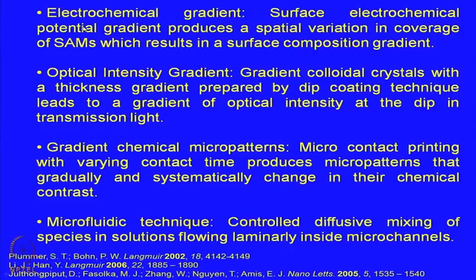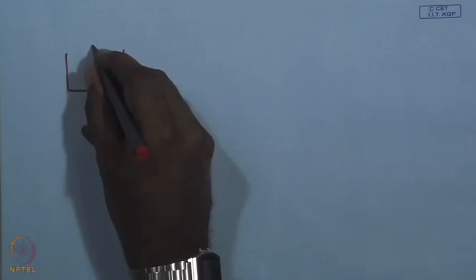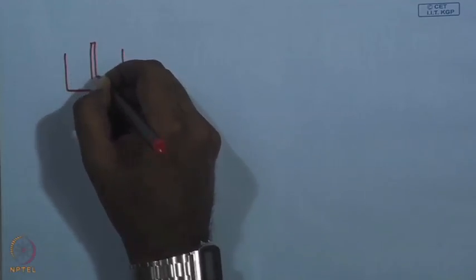There can be various other types of gradients, like electrochemical gradient, where the surface electrochemical potential gradient produces a spatial variation in the coverage of SAM, which results in a surface composition gradient. You can create an optical intensity gradient. So, you take some colloidal crystals with a thickness gradient prepared by dip coating. So, this is simple. You take a bath of colloidal crystals and you are withdrawing.